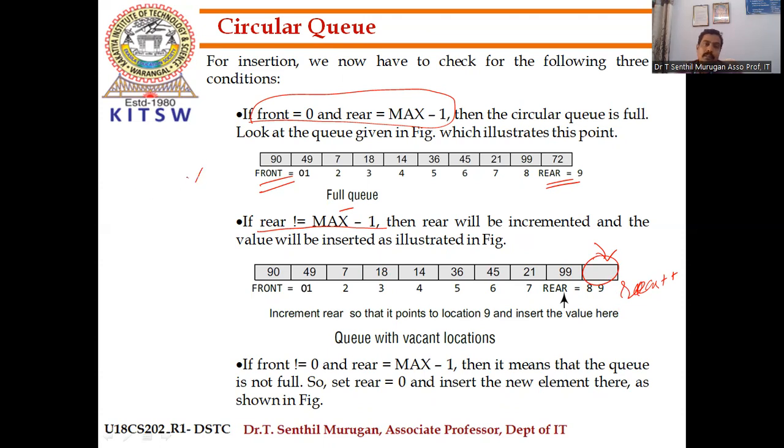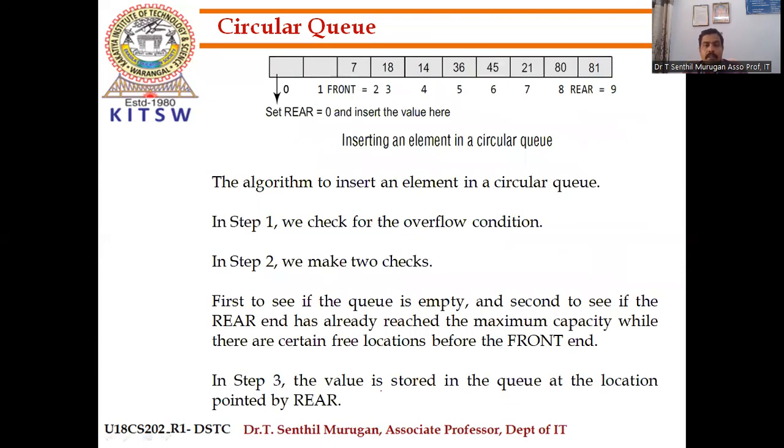Both the conditions are not there. So what do we have to check? Rear has reached max minus 1 and front is not equal to 0. This is the circular queue special concept. If this condition holds, we can simply change rear equal to 0 and insert that element at the rear position.